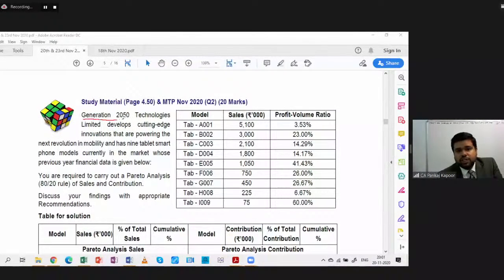Generation 2050 Technologies Limited developed cutting edge innovations that are powering the next revolution in mobility and has 9 tablet smartphone models currently in the market. So there is some company.